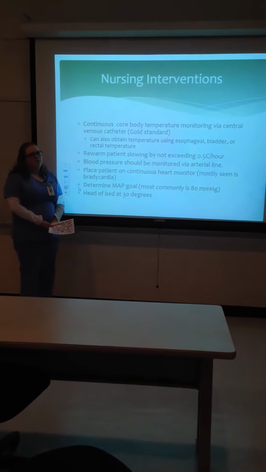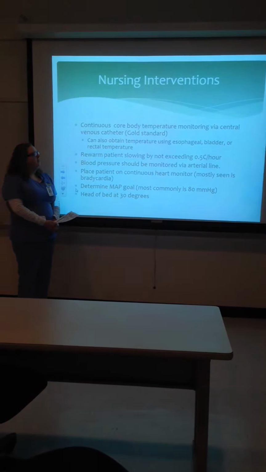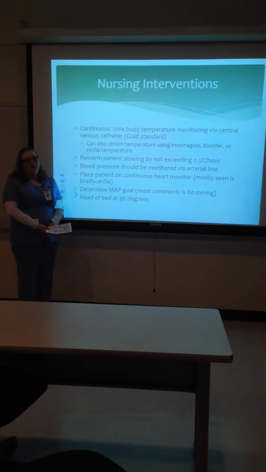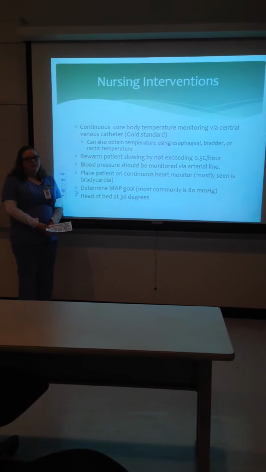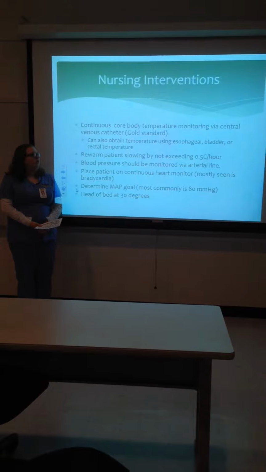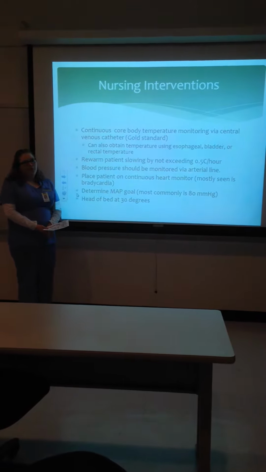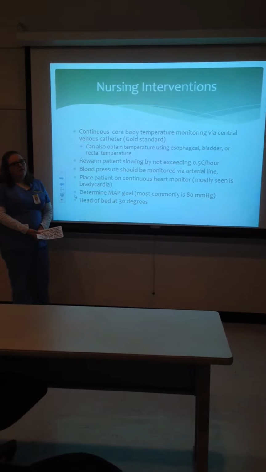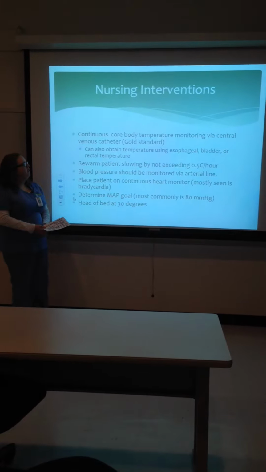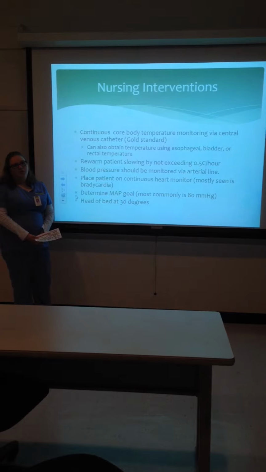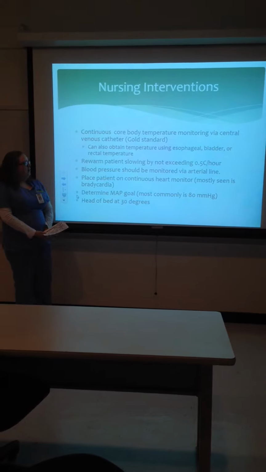For nursing interventions, the number one thing that's important is that you continue to monitor that core body temperature. And this is just to ensure that the patient isn't getting too hot or too cold for the therapy. And the gold standard to measure this is through a central venous catheter. However, if you don't have access to that or they're unable to access that in the patient, then you can also obtain the temperatures through esophageal, bladder, and rectal temperatures.